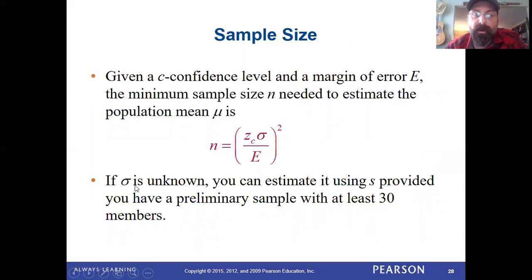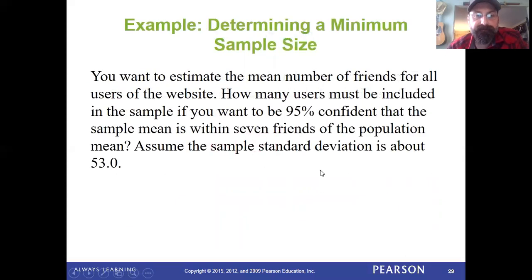So if we don't know what sigma is, as this requires us to, we can estimate it using a sample standard deviation S, provided the sample is at least size 30. So 30 is our magic number between small samples and large samples. We'll refer to samples of size at least 30 as large samples and samples less than size 30 as small samples.